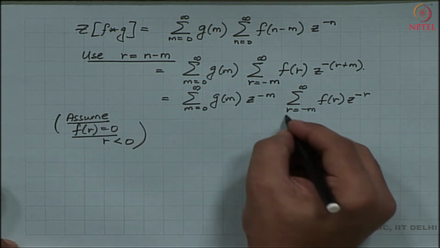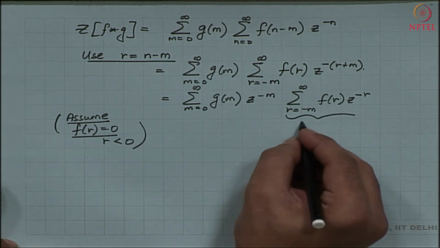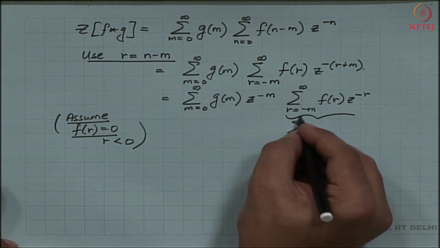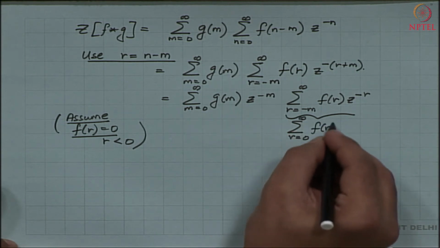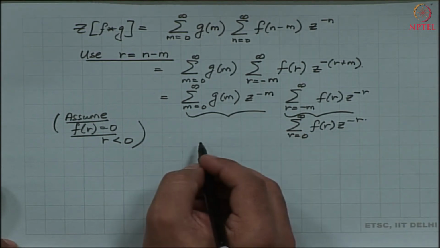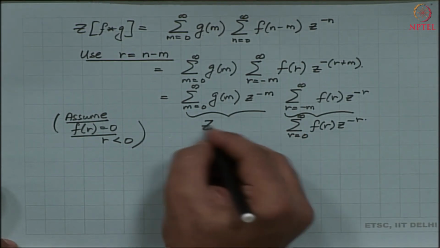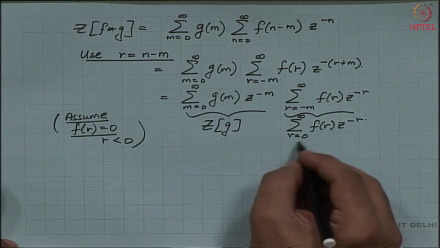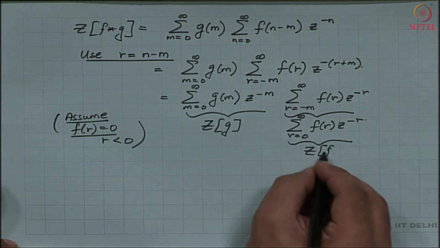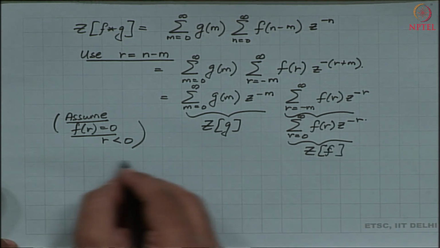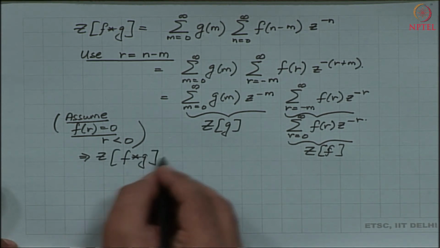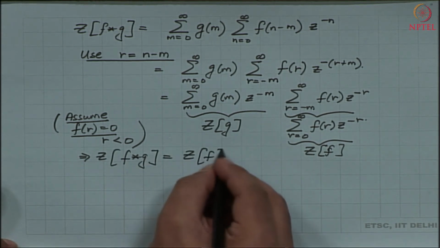So, then this new sum can be rescaled and summed from r 0 to infinity f of r z to the power minus r. So, I see that this thing is nothing but the Z transform of g, and this particular summation is the Z transform of f. So, hence I have shown that the Z transform of the convolution is the product of the Z transforms.